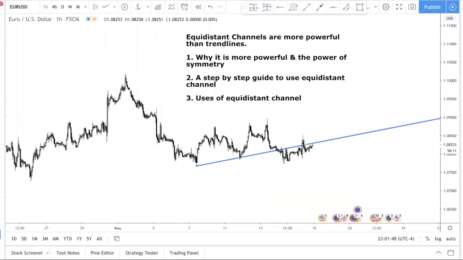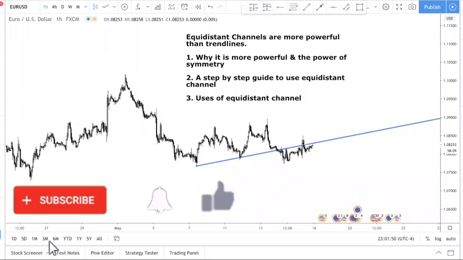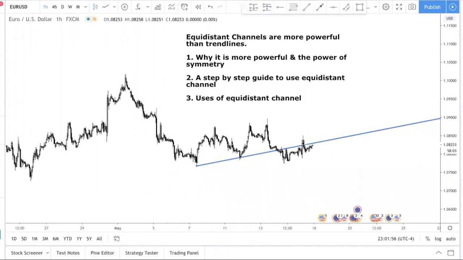If you have been getting good results with trading a trend line or a breakout and retest of a trend line, then you want to pay more attention to the Equidistant channel, because it's more powerful, it's more potent. So in today's video, I'm going to break it up into three parts.